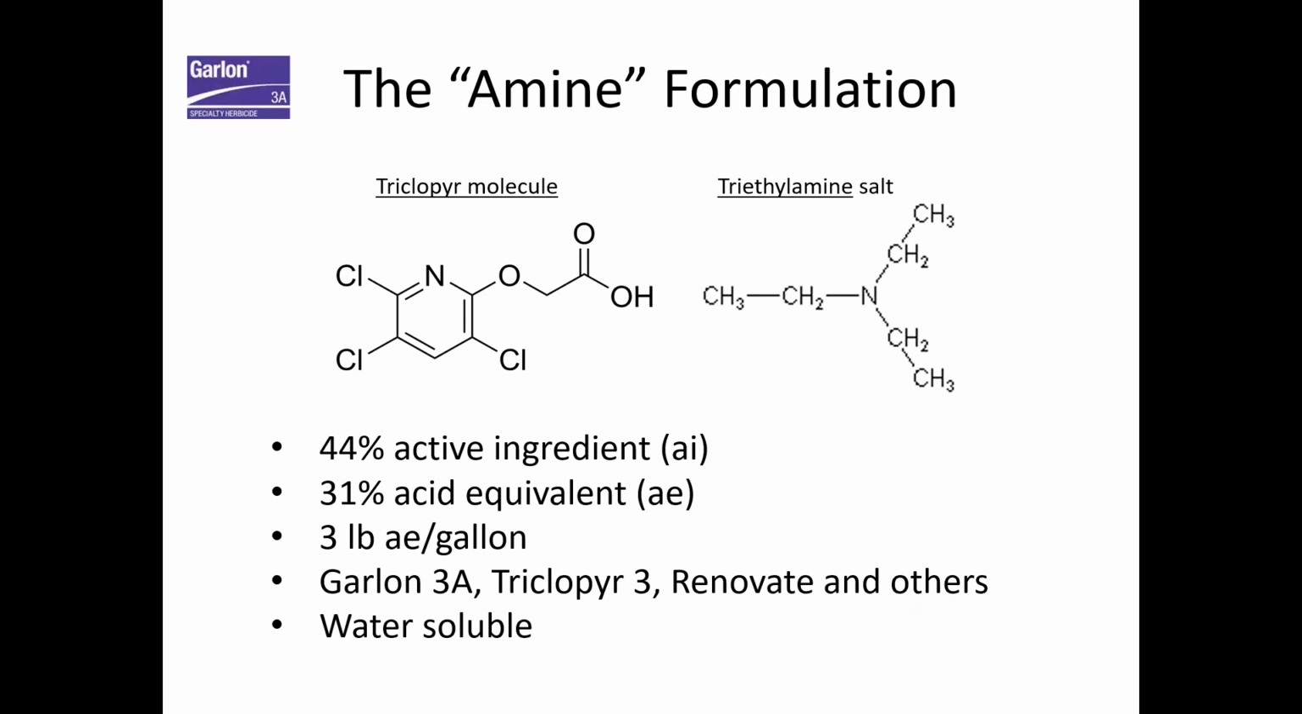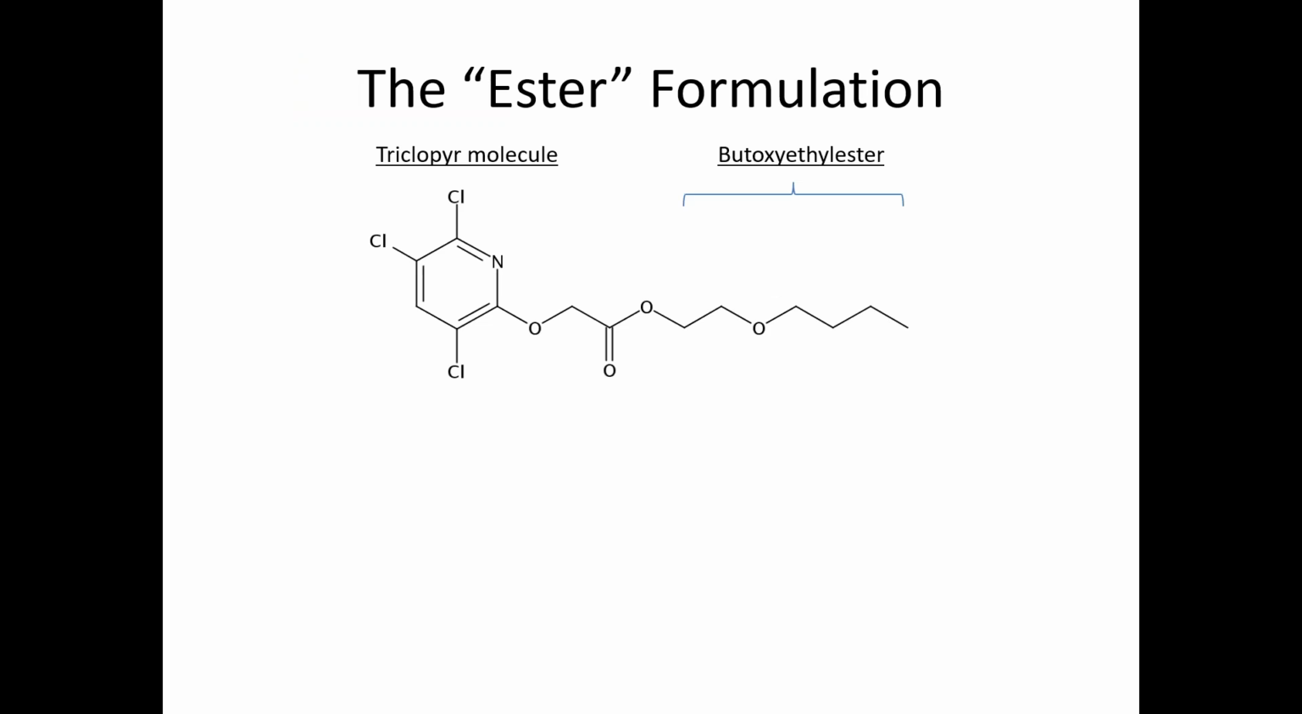Now, we often refer to the amine formulation simply as Garlon 3A. That 3A in the name comes from that 3-pound acid equivalent per gallon, and the A in the name comes from the amine type formulation. So that's where that comes from, okay? This is a lot of numbers to throw at you, but just keep these in mind, and I want you to pay attention to some of the differences you're going to begin to see as we go through these.